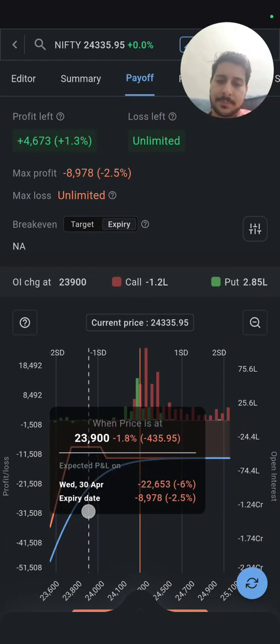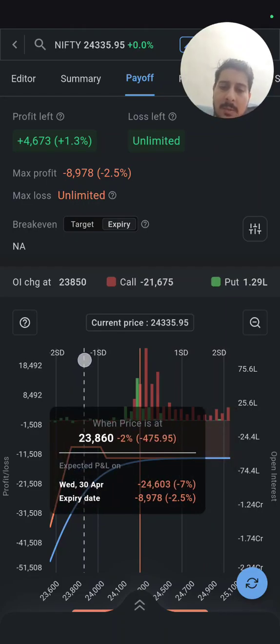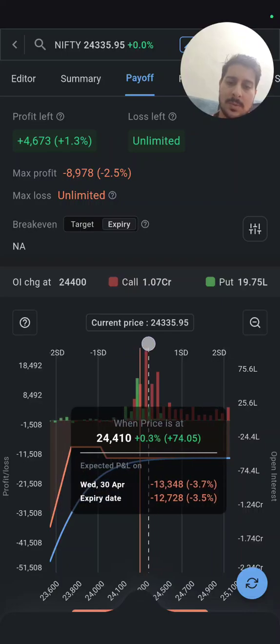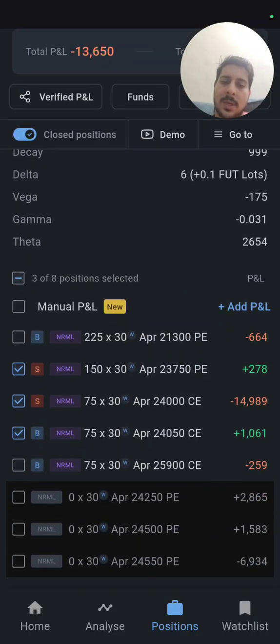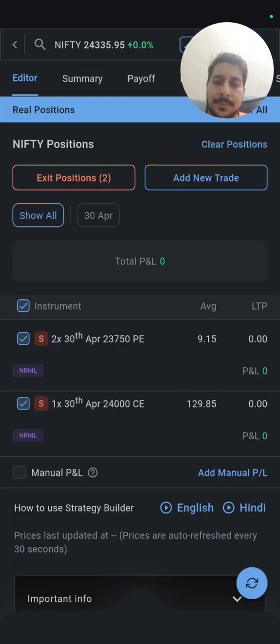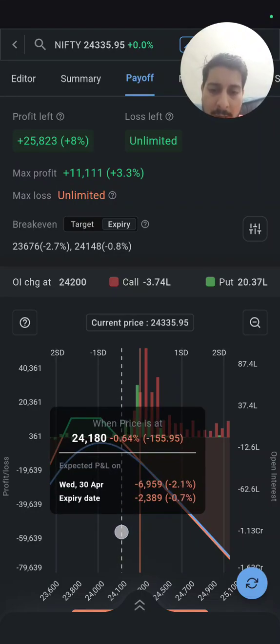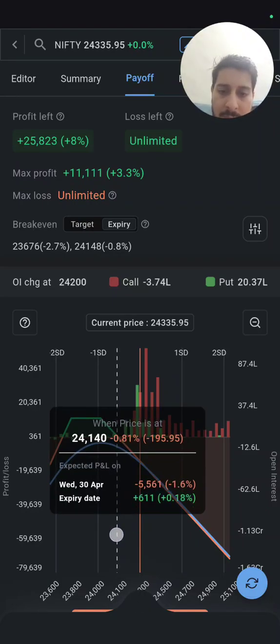So I don't think in any scenario... All right. So the only scenario where I can make a little bit of profit, or maybe no profit, no loss, would be if the market falls, of course, and I move out of this hedge at cost to cost, right? So if I move out of this hedge at cost to cost, then I'll be left with the two sold legs. And the market has to fall to at least 24,140.